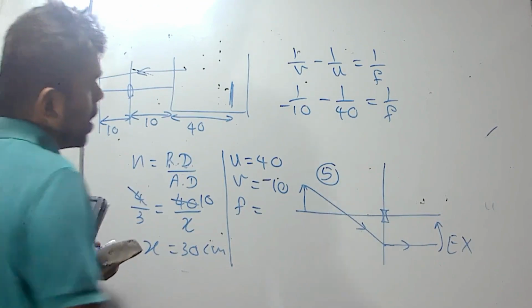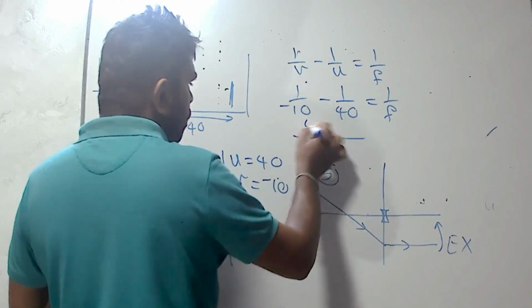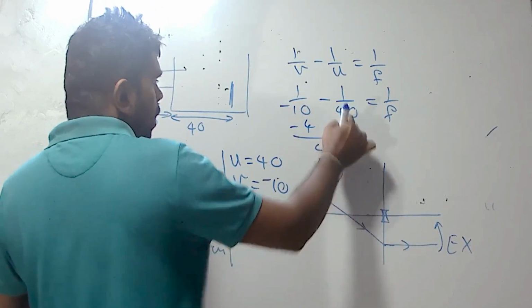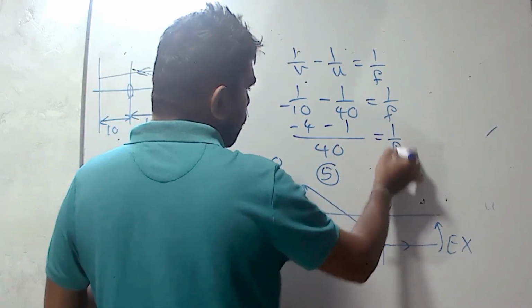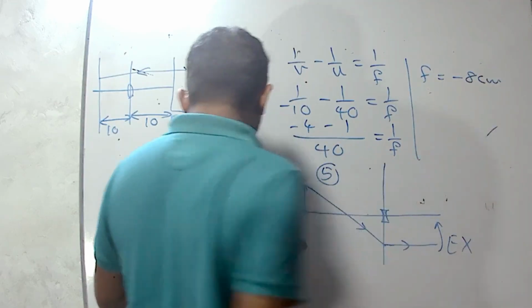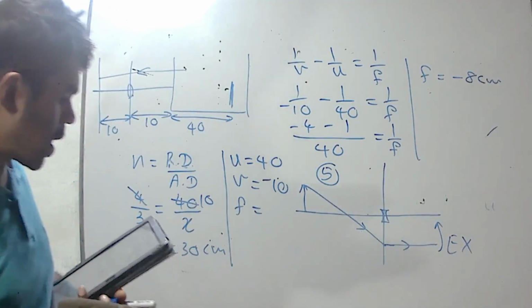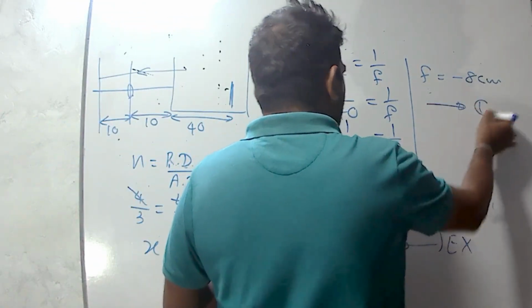Then I will consider LCM of denominators 40. 40 divided by 10, 4, into 1, 4 is minus. 40 divided by 40, 1, into 1, 1 minus. 1 over f. Then we can get f value is minus 8 centimeters. Minus means it is a convex lens. Focal length is 8 centimeters. Answer should be 1.